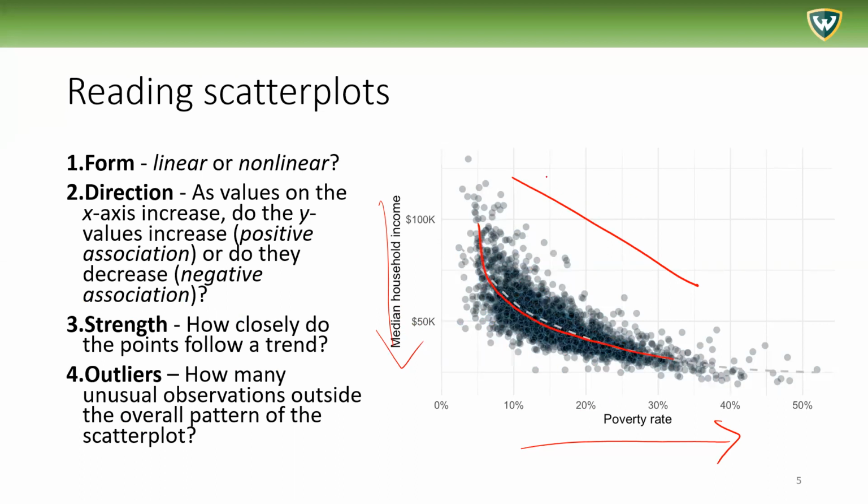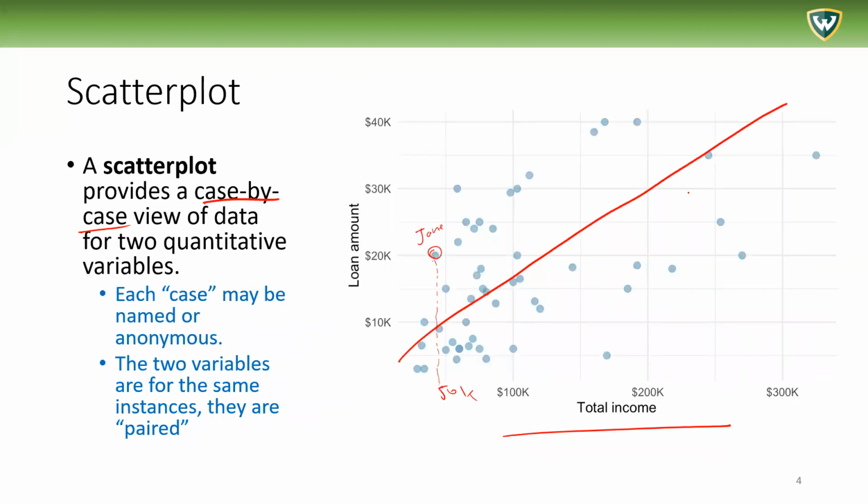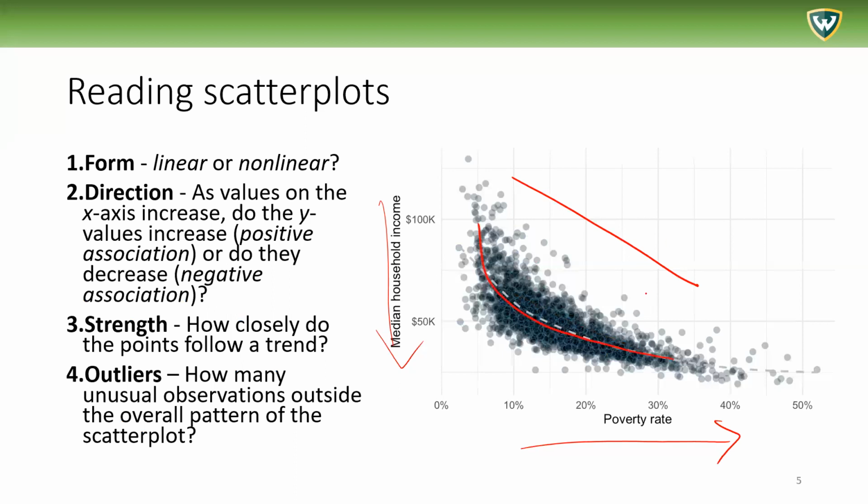So going back to direction, this way is a negative direction, and then the other way that we just saw before, this is a positive direction. Positive direction, one goes up, the other goes up. Negative direction, one goes up, the other variable goes down.